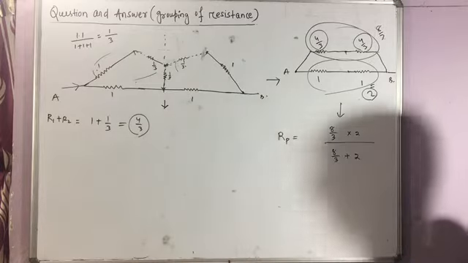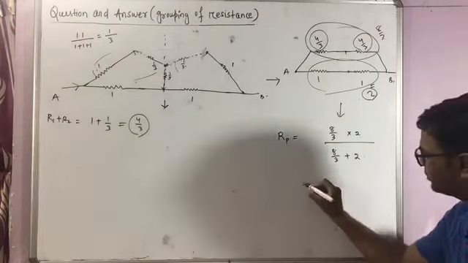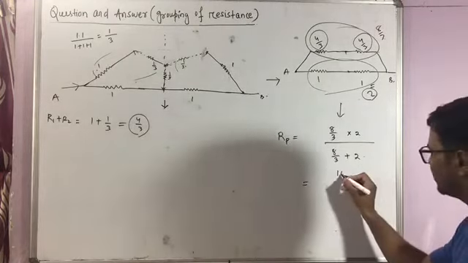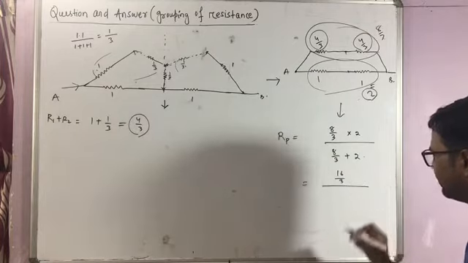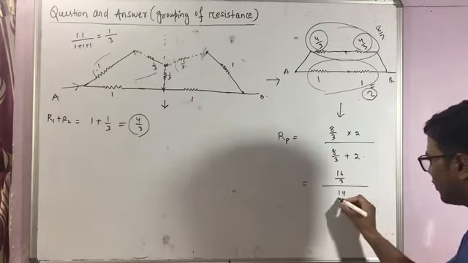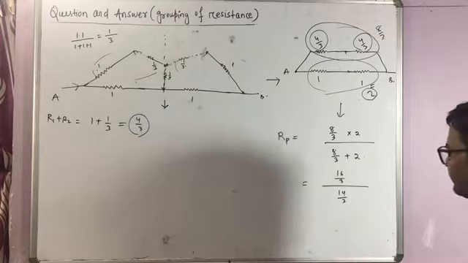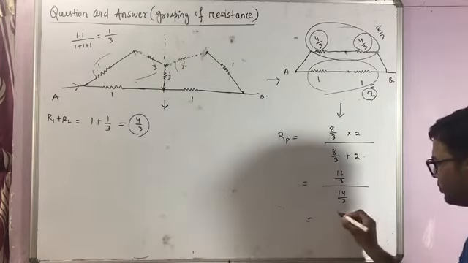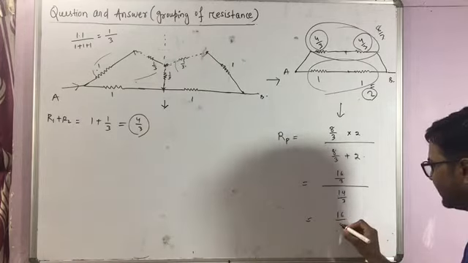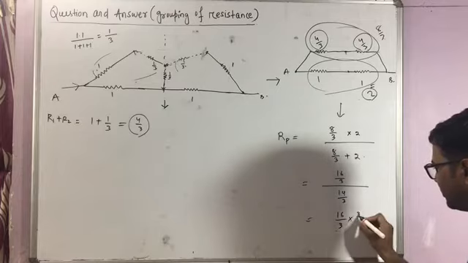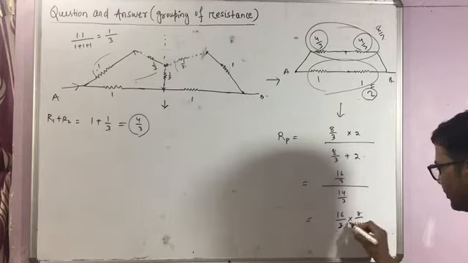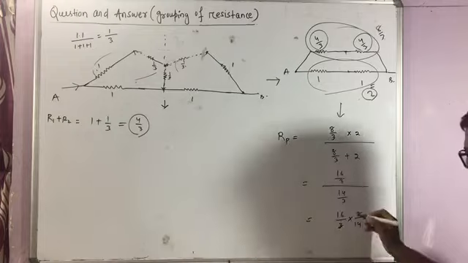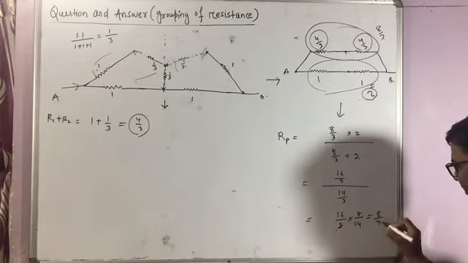I have applied the formula for parallel combination. So which is 16 by 3 divided by 14 by 3, which is equal to 16 by 3 into 3 by 14. 3 got cancelled. So your answer is 8 by 7 ohm.